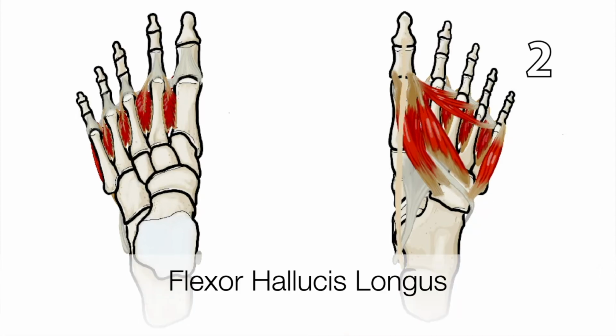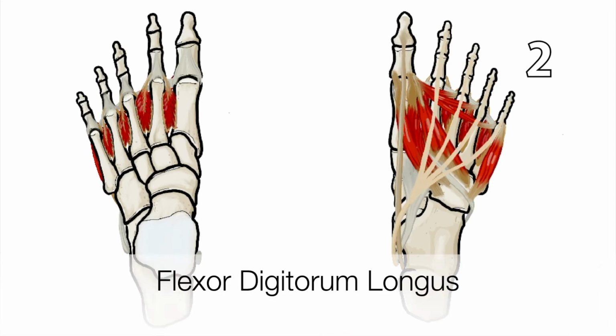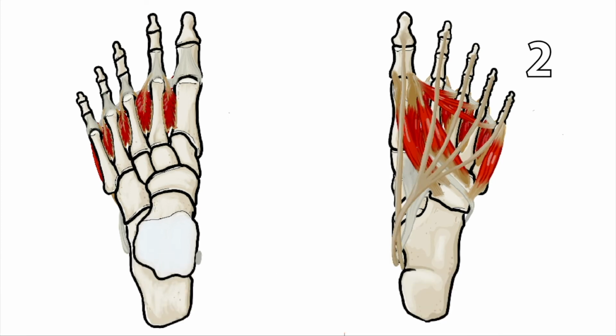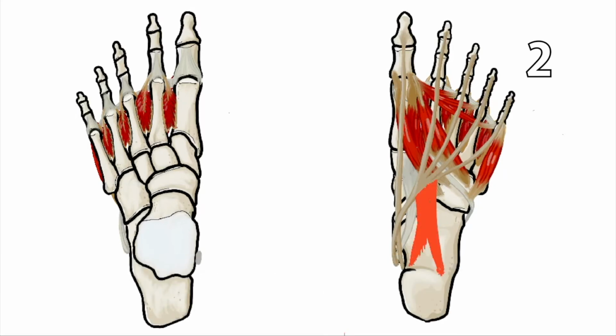Here is the tendon of flexor hallucis longus, and here we have the tendons of flexor digitorum longus. Quadratus plantae, also called flexor accessorius, arises from the medial surface of the calcaneus and the lateral process of the calcaneal tuberosity. It then travels forward to insert into the lateral surface of the flexor digitorum longus tendon.